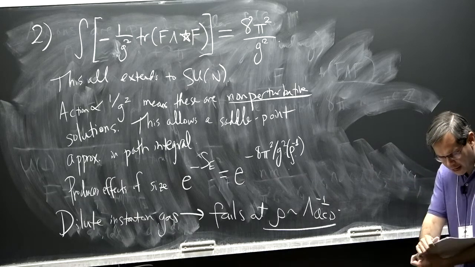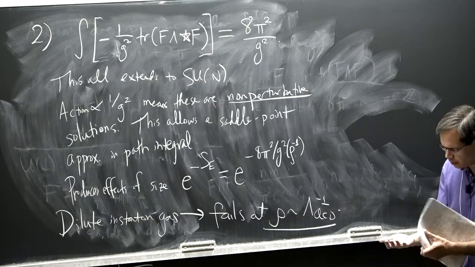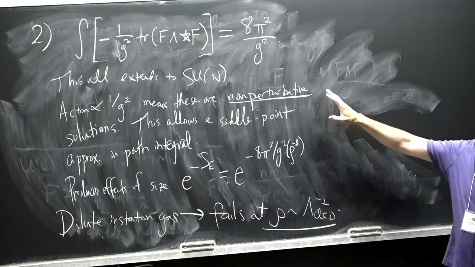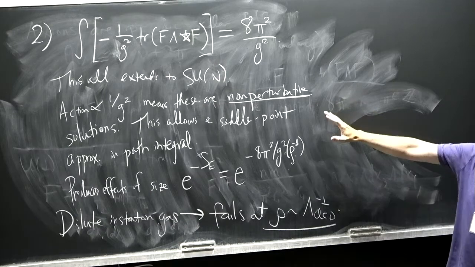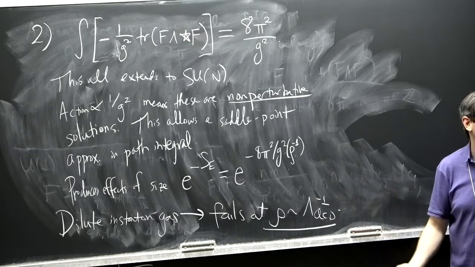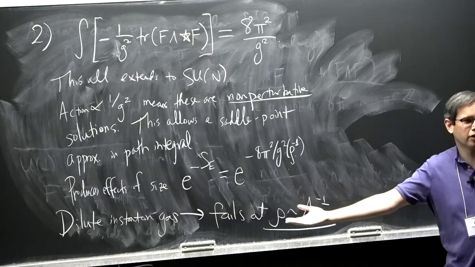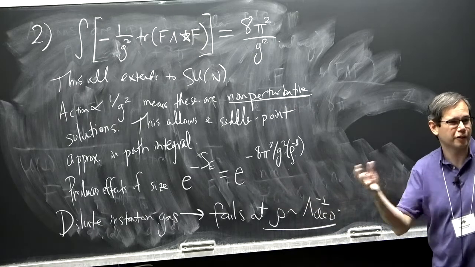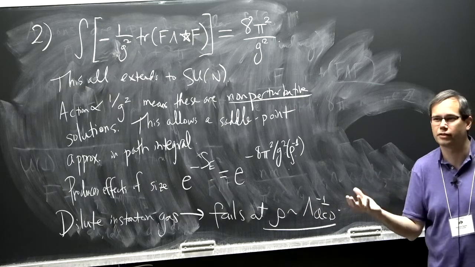I think if you look back at literature from the 70s when people first learned about these things, there was some optimism that maybe you could calculate hadron physics in QCD using instantons. And it never really panned out because the approximation breaks down at exactly the scale where you start getting into the interesting QCD dynamics.